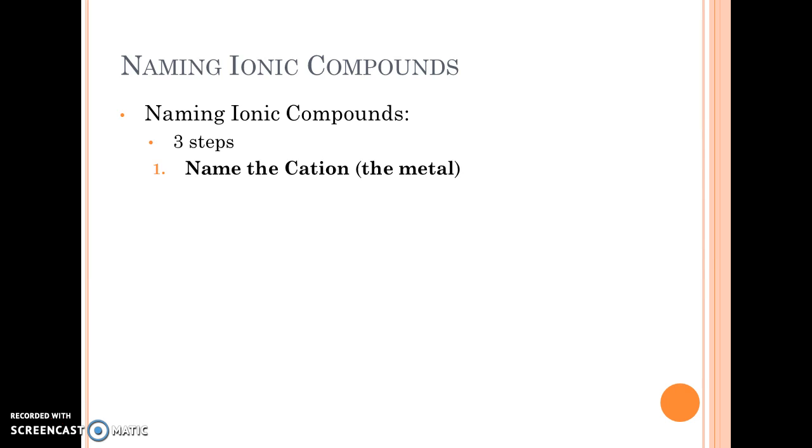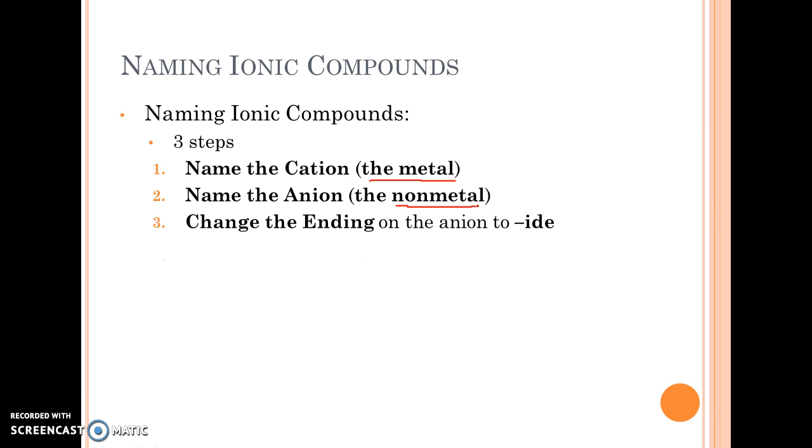The first thing you're going to do is name the metal, or the cation. So you're going to look on the periodic table, find the metal, and write its name down. The next thing you're going to do is name the anion, which remember will be your non-metal. Now the thing about your non-metal is that its name does change a tiny bit. We are going to change the ending of the anion to -ide.